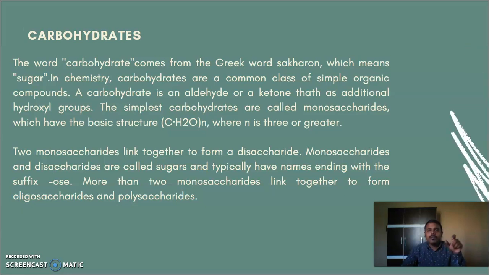Oligosaccharides range from 2 to 10 monosaccharide units. 2 means disaccharide, 3 means trisaccharide, and likewise up to 10 monosaccharide units we call oligosaccharides. If it's above 10 monosaccharide units, sometimes about 20, we call it polysaccharides, where poly means many. So many carbohydrate units joined together form polysaccharides.